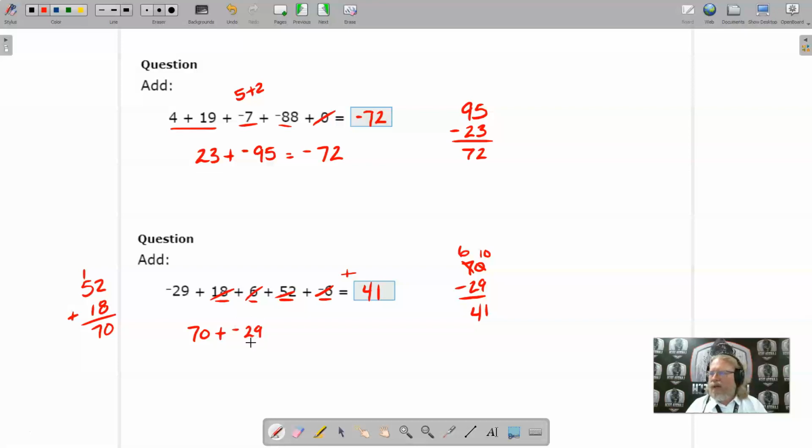Now, another way I could have done this mentally is think of 29 as 30 minus 1, right? Or instead of take away 29, let's take away 30. I would get 40, but I was only supposed to take away 29, so I need to add 1 back to it. So I'd end up with 41. So that would be the mental math for that one.